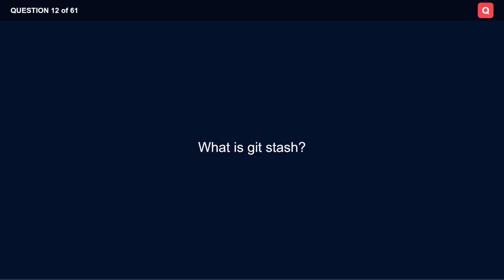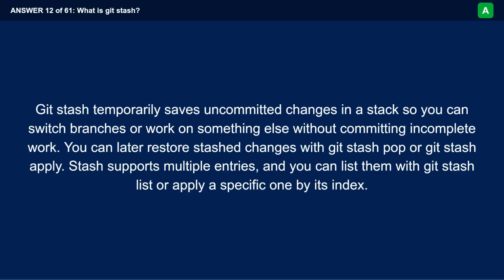What is Git stash? Git stash temporarily saves uncommitted changes in a stack, so you can switch branches or work on something else without committing incomplete work. You can later restore stashed changes with git stash pop or git stash apply. Stash supports multiple entries, and you can list them with git stash list or apply a specific one by its index.